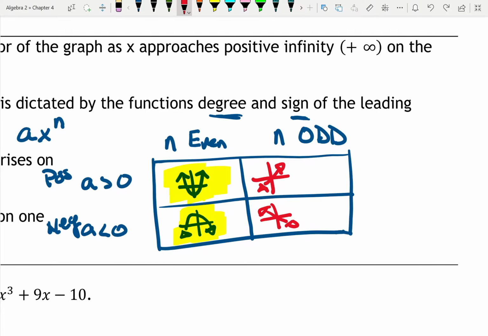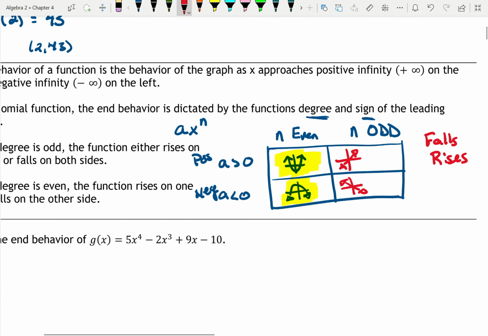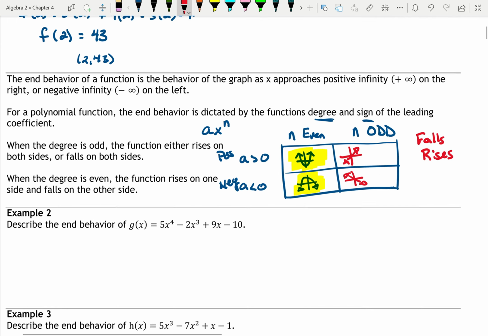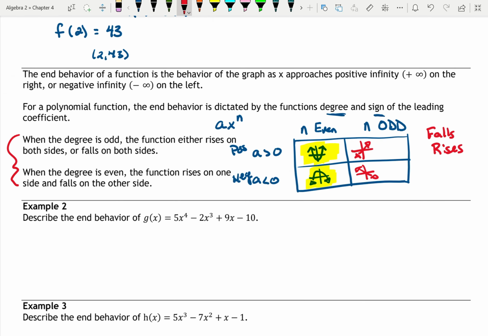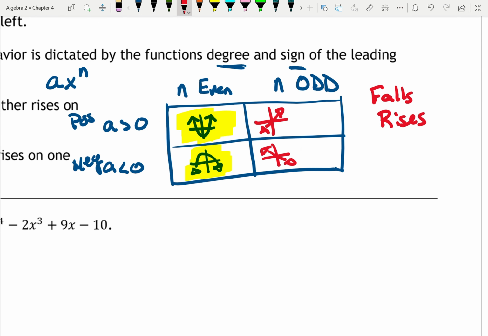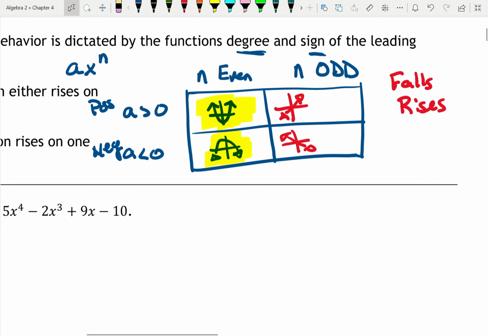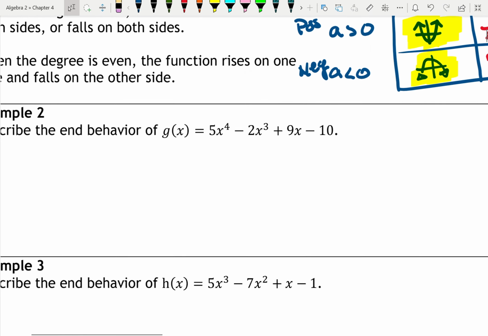Those are some words that we will use: falls and rises. There's two main ways that I describe these. I describe these using falls and rises, and then sometimes I describe them using the infinity symbols. I'll show us both of those in the next example. This little blurb here is taken care of in the chart that I drew. This is a chart we want to have in our head. We might not memorize it, but we should be able to call the characteristics of the graphs to our mind.